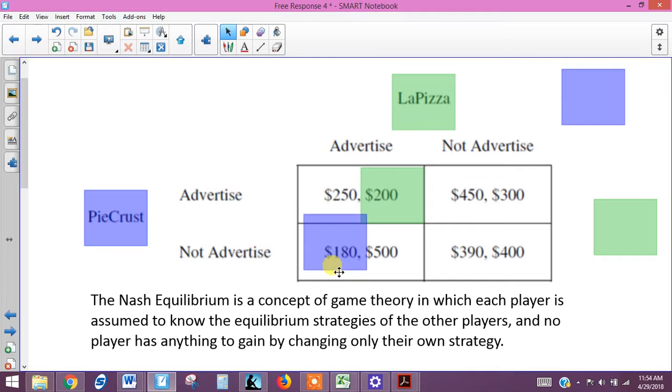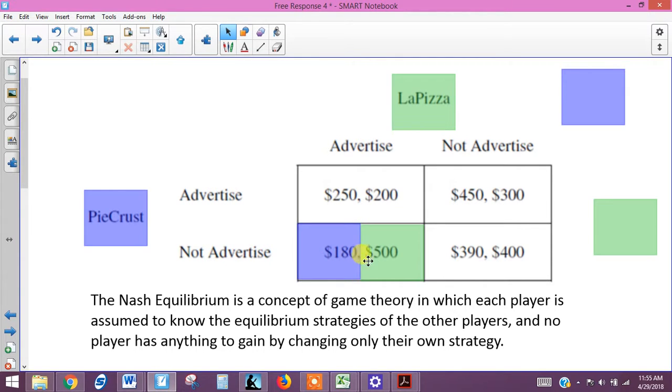Now let's move down to here and see what would happen. If we start off by looking at it from the perspective of La Pizza, if they change, they're going to be worse off, right? So they want to stay right where they are. So far, this looks like it could be a Nash equilibrium. But what if Pie Crust changes from not advertising to advertising? They're actually going to be better off, right?